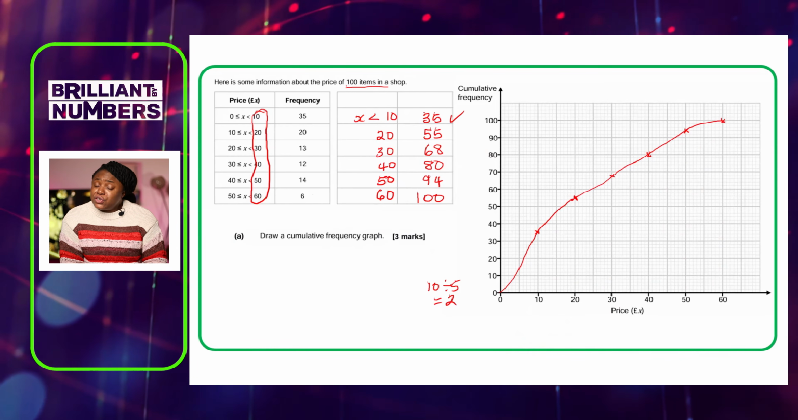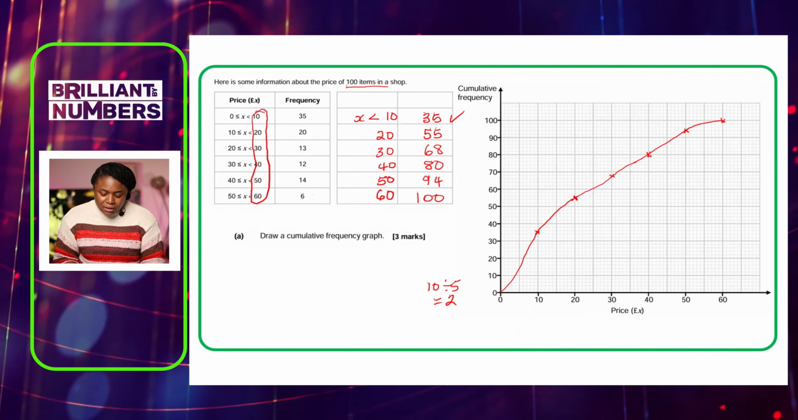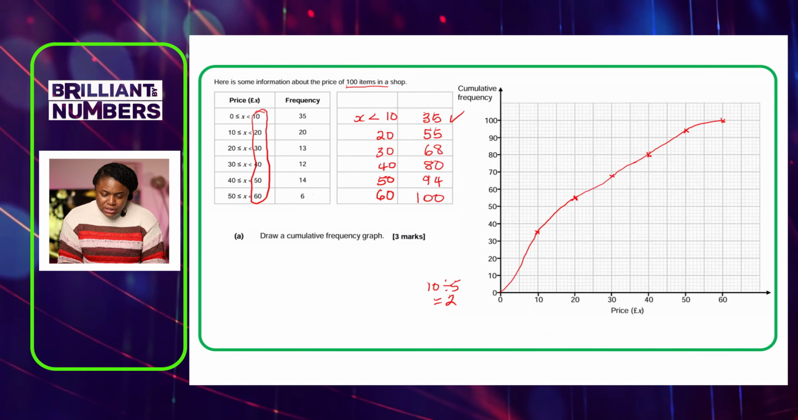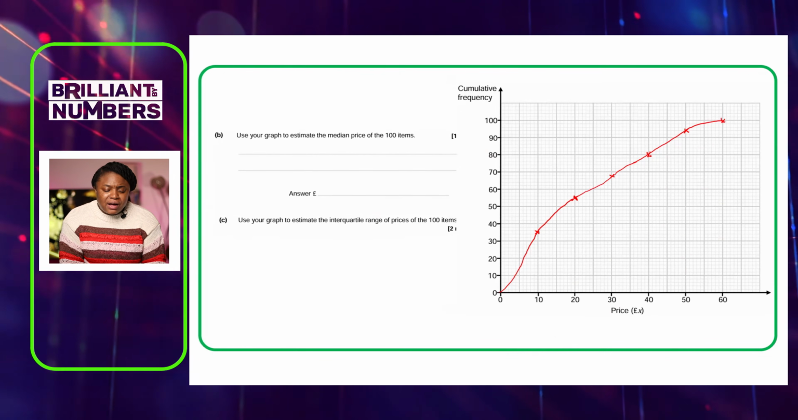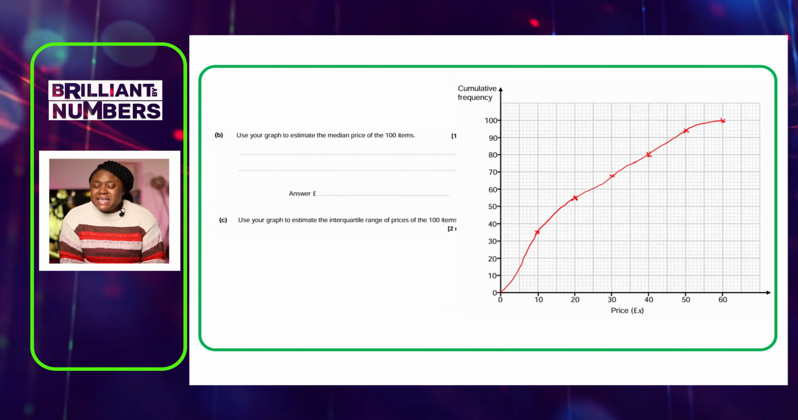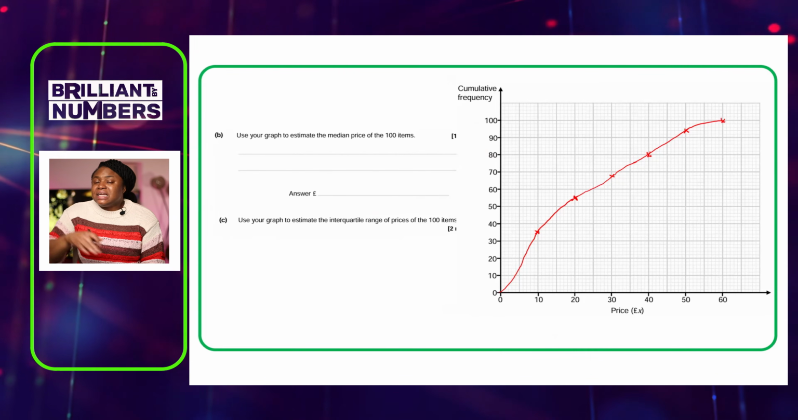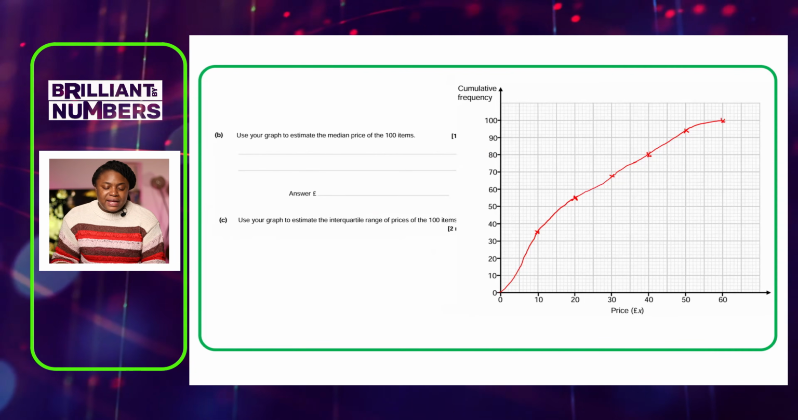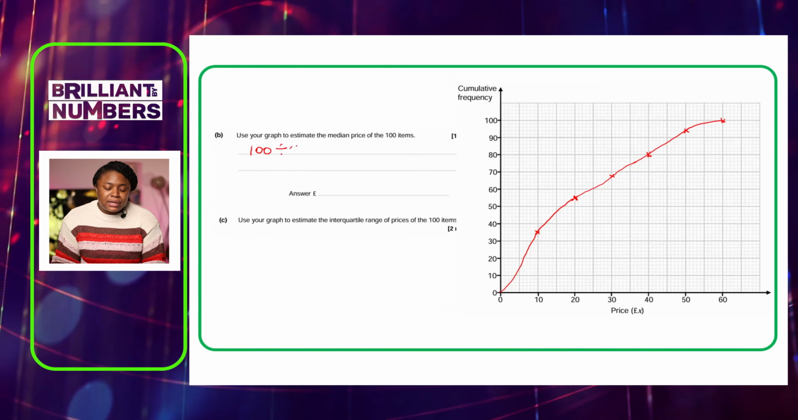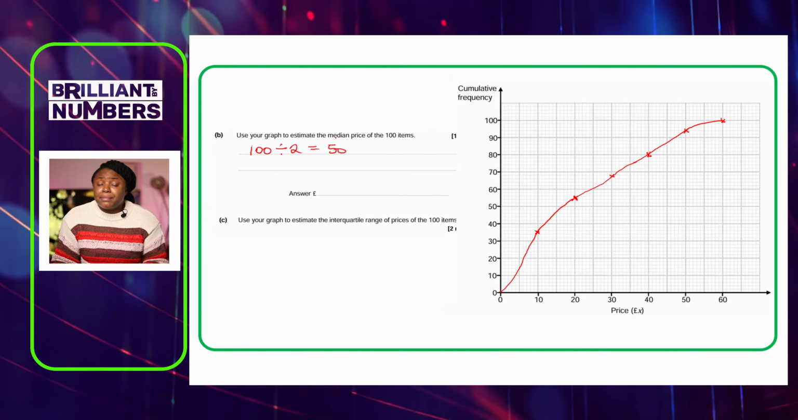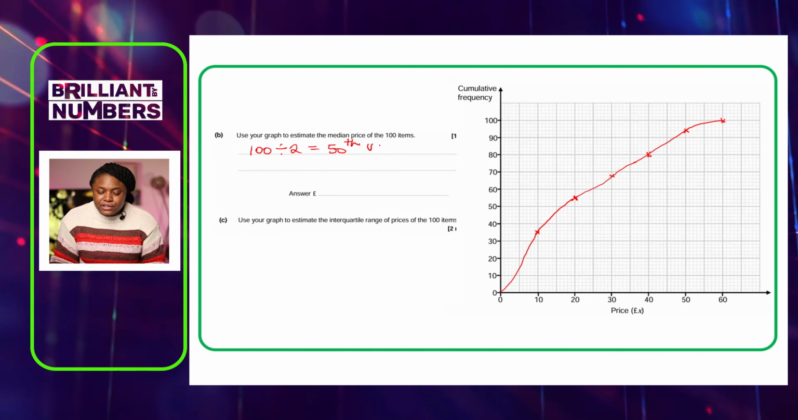Now, what we're going to do now is answer 2 questions from this graph that we could be asked. So we go to the next page to see that. Now, we're asked here to use the graph to estimate the median price of the items. Now remember, median is half of our value. So we've got 100 items. We need to do 100 divided by 2, is 50. Remember, the answer isn't 50, it is the 50th value.